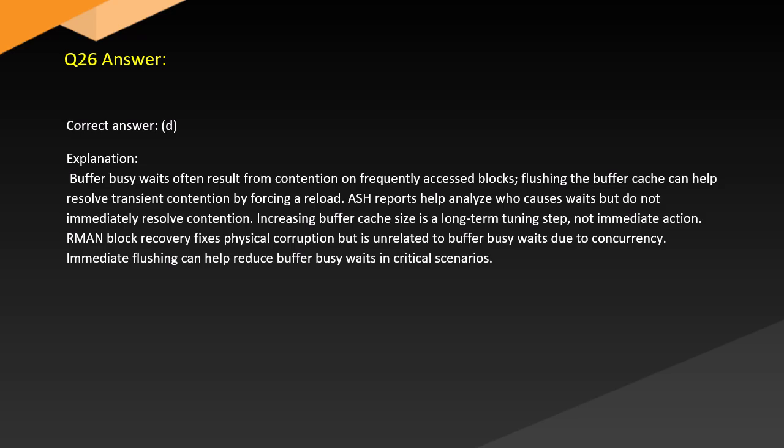Answer. Correct answer: D. Explanation. Buffer busy waits often result from contention on frequently accessed blocks. Flushing the buffer cache can help resolve transient contention by forcing a reload. ASH reports help analyze who causes waits but do not immediately resolve contention. Increasing buffer cache size is a long-term tuning step, not an immediate action. RMAN block recovery fixes physical corruption but is unrelated to buffer busy waits due to concurrency. Immediate flushing can help reduce buffer busy waits in critical scenarios.